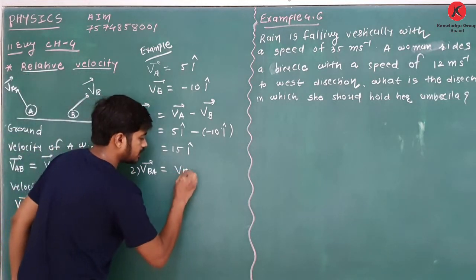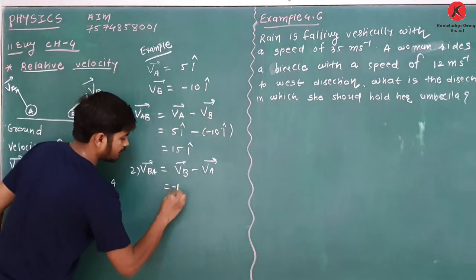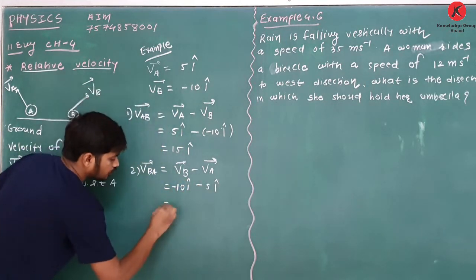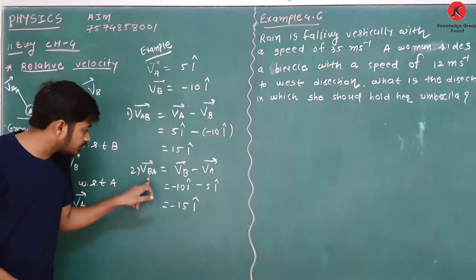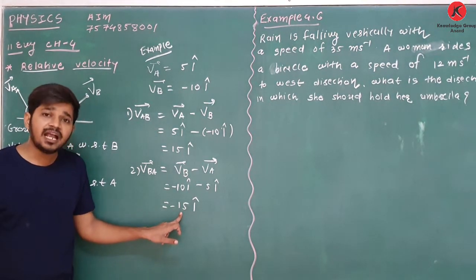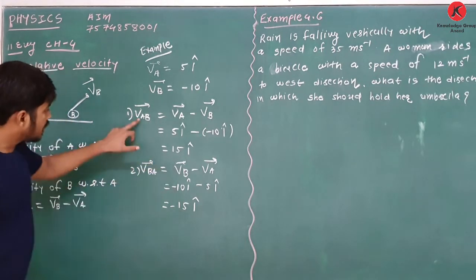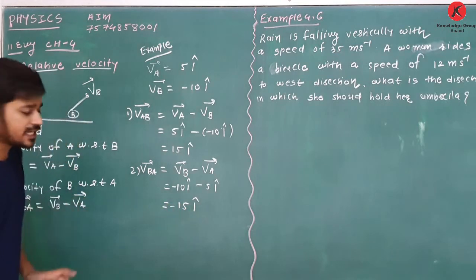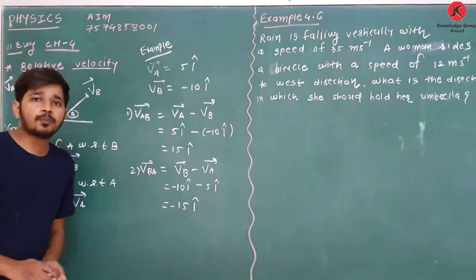If I find VBA for the same data, what is the equation? It is VB minus VA. What is the value of VB? Minus 10 i. What is VA? It is 5 i. So it will be minus 15 i. Now what is the meaning of VBA equal to minus 15 i caret? Its magnitude is 15 and direction is negative x-axis. So see, VAB is 15 i caret, VBA is minus 15 i caret, which means the magnitudes are the same, but the direction is opposite.